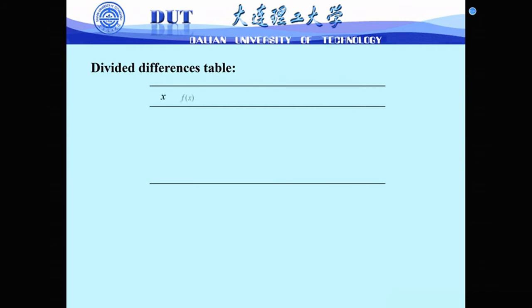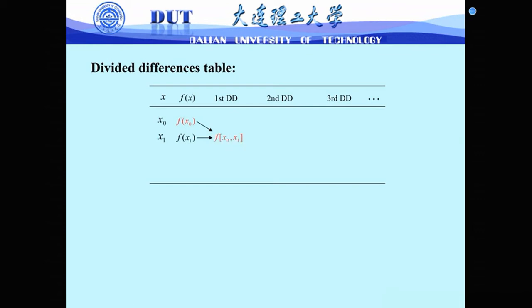Now you see, the first column is the nodes. The second column is the function values. Then the first divided difference, I simply write dd. The second divided difference, second dd, third dd, and so on. So now we have x0 and the function value f(x0), and we have x1 and f(x1).